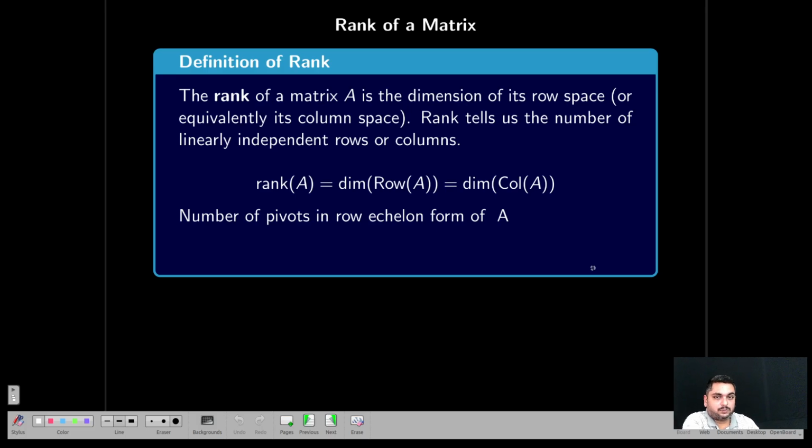The dimension of a row space means what? The row space contains a set of row vectors or column vectors, and the count of such vectors is the dimension of that row space or column space. So the rank of matrix A is equal to the dimension of the row space of A, which will always be equal to the dimension of the column space of A. In the row echelon form of A, the number of pivot elements gives you the dimension, that is, how many vectors there are. That is the rank of A.